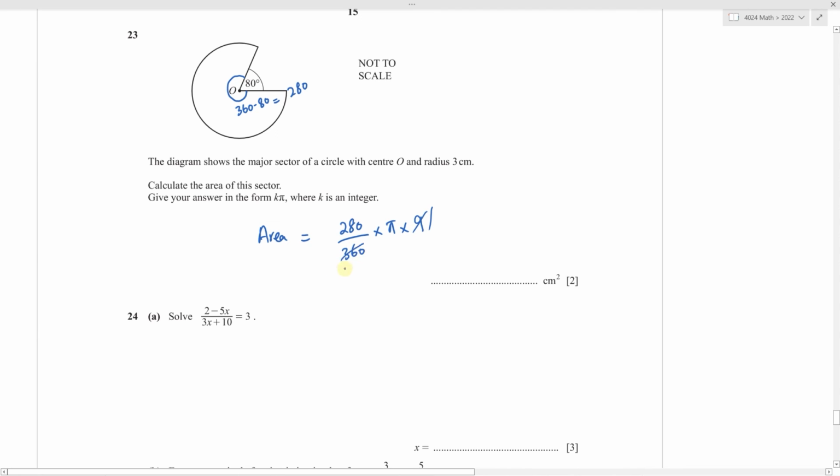9 ones are 9, 9 fours are 36, 0. 0 and 0 cancel out, 4 times 1, 4 times 7 is 28. So you're left with 7 pi centimeter square.